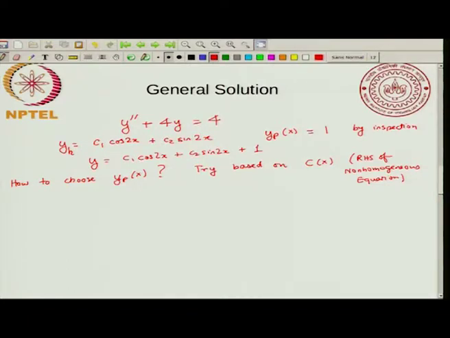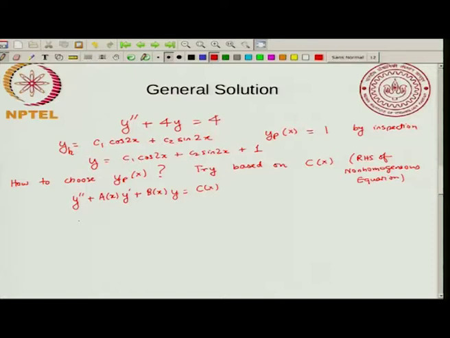So what I mean is, if your equation looks like y double prime plus a of x y prime plus b of x y equal to c of x. Okay, this thing equal to 0 is your homogeneous equation, and when it is not equal to 0, you have to worry about the non-homogeneous equation. So your choice of yp depends on what c of x is.